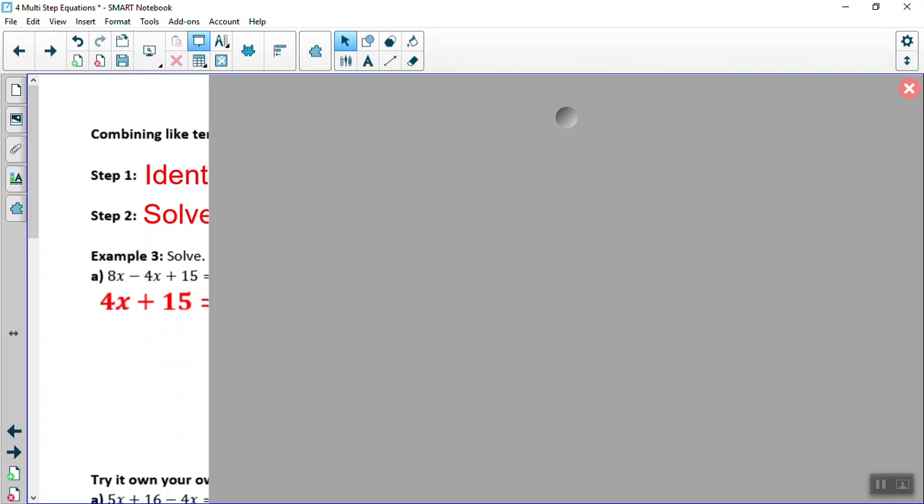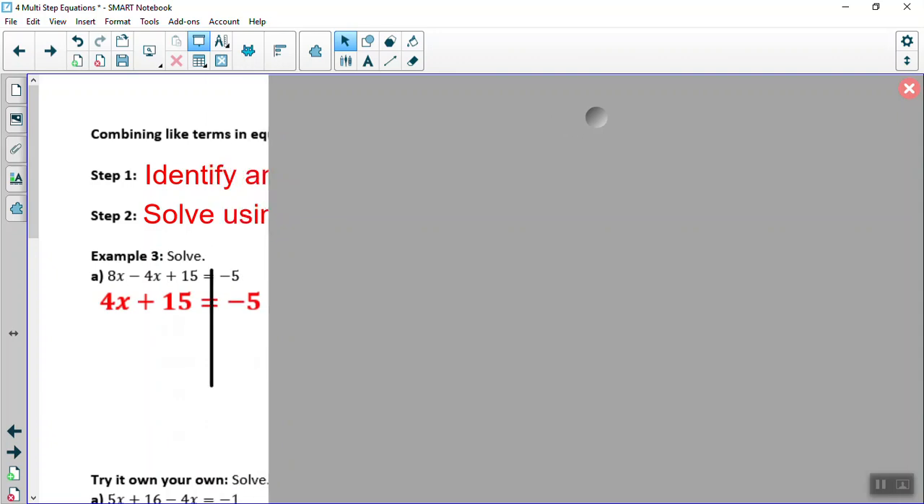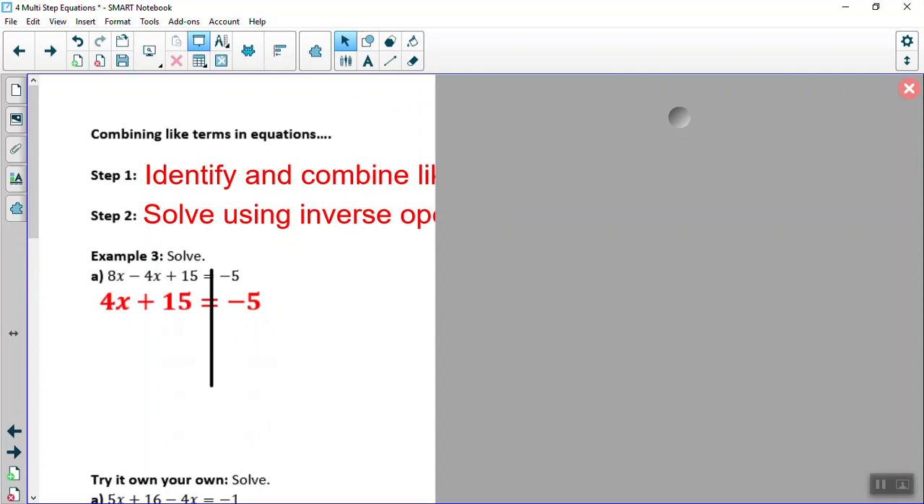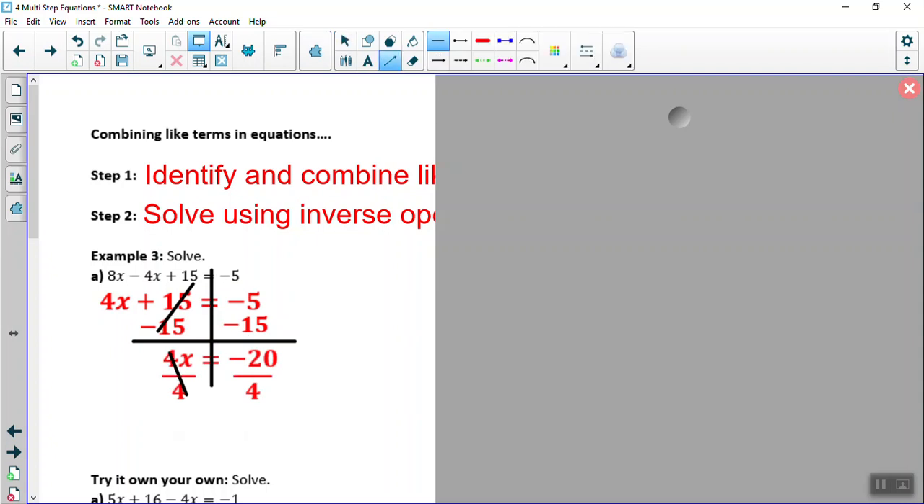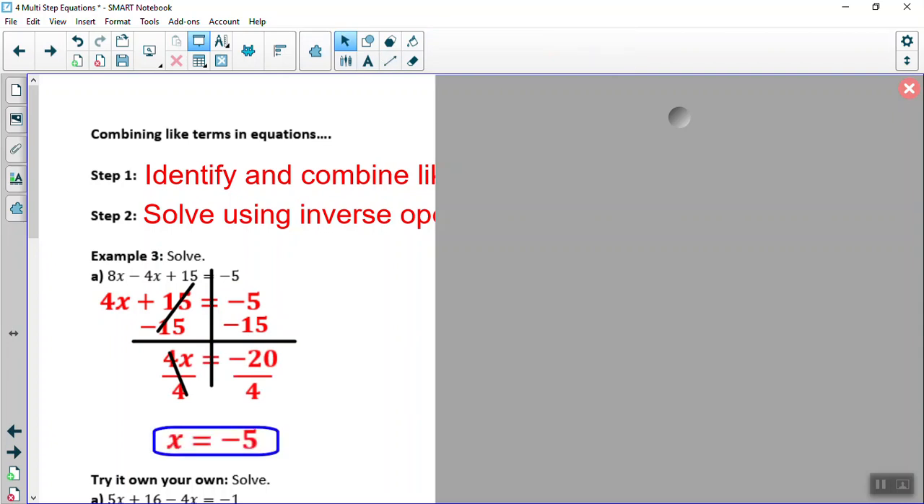Now I've simplified this side. Once I'm down to two different terms, it's been fully simplified. Now I can remove this covering from the right side, and I can see that I'm down to a two-step equation. So to isolate my variable term, I'm going to subtract 15 from both sides. That cancels out these guys. And then we are left with 4x equals negative 20. Next we can divide both sides by 4. And once we've done that, we are left with x equals negative 5.